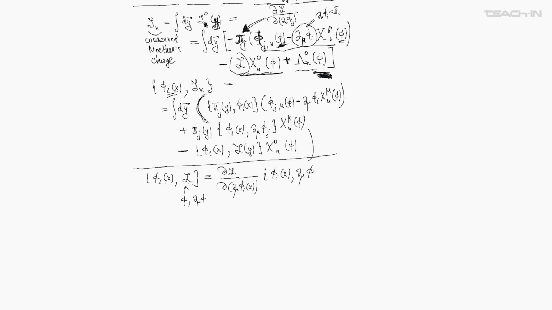And here, in this case, we know that a non-trivial contribution might come only if mu coincides with 0. And so I will get the derivative of the Lagrangian with respect to d0 phi j on x, phi I on x, d0 phi j.